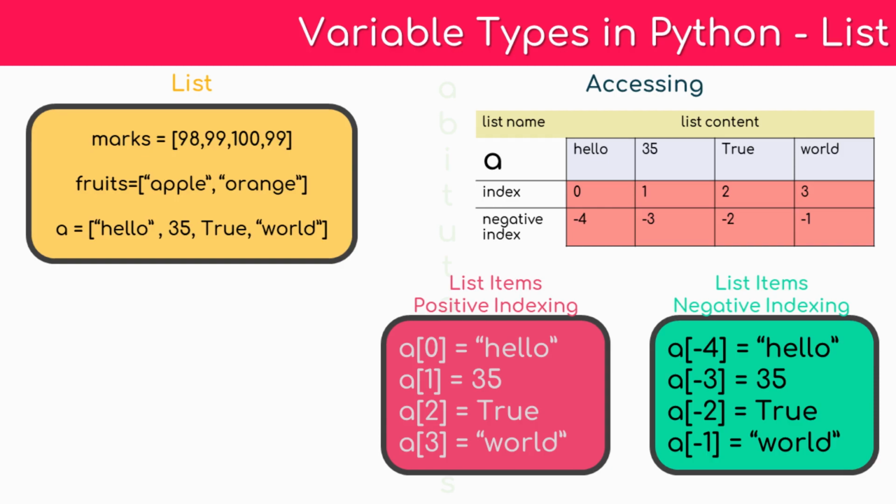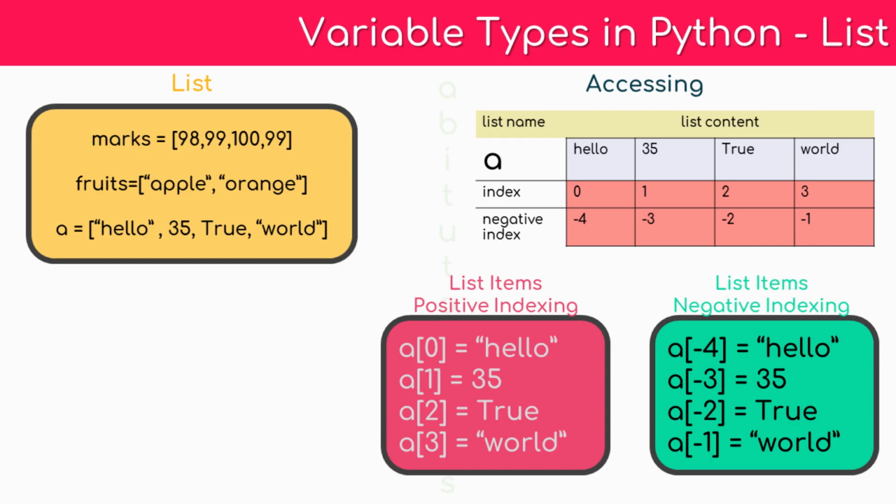In Python, you can have a list that contains variables of type string, number, boolean, and other types enclosed together. In the example given here for the list, the variable mark has a list of numbers, the list fruit has a list of strings, and finally the list A has a list of strings, number, and boolean combined together.